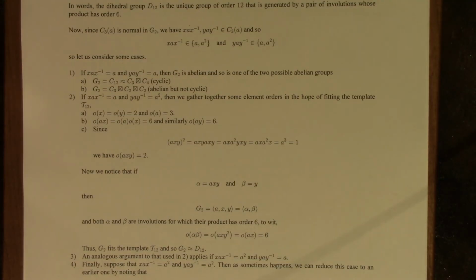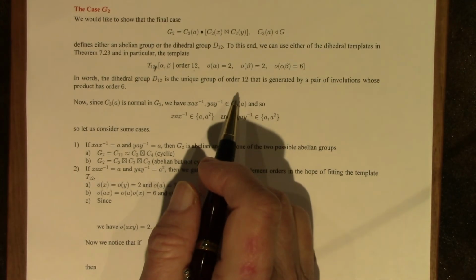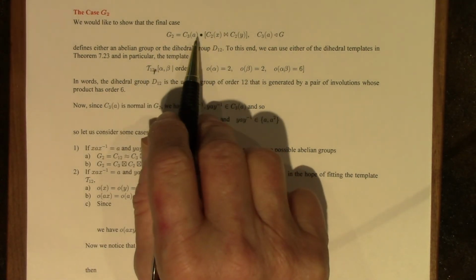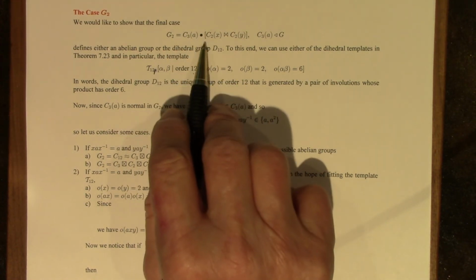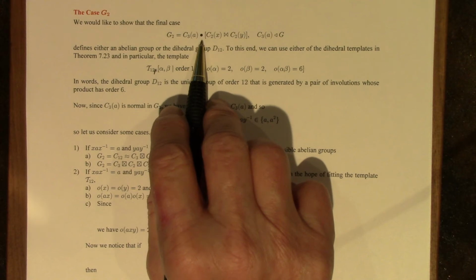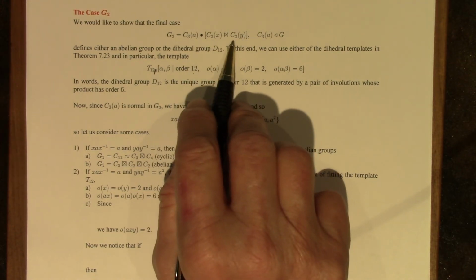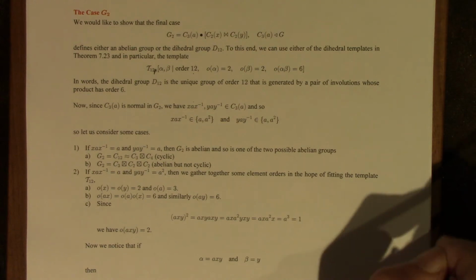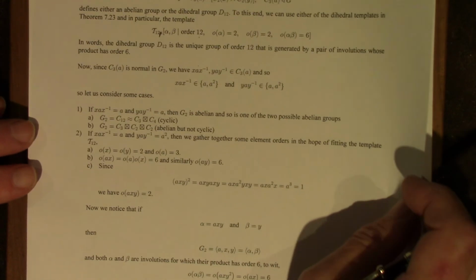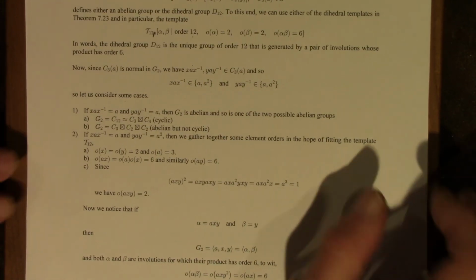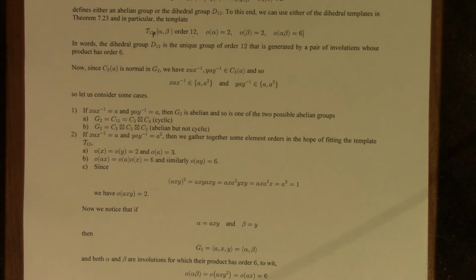For the final case, we want to show that this group, G2, which is C3 generated by A, essentially disjoint set product with the Klein 4 group, is either abelian or is dihedral. And those two are already on our list, and so that will complete the classification of groups of order 12, namely the 5 groups that we mentioned earlier.